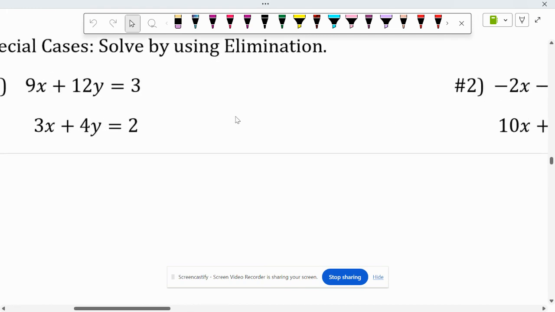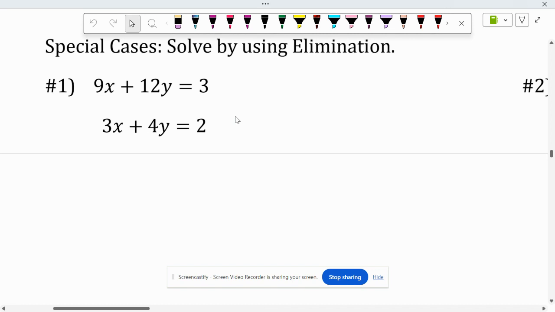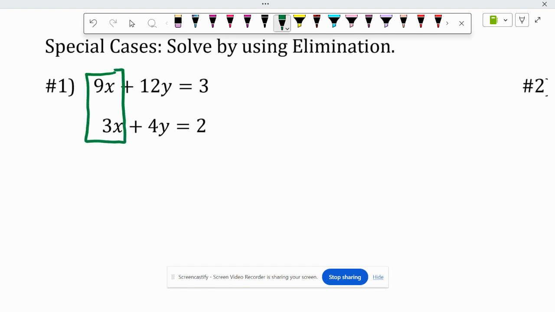So let's look at this first one. And I just want to write down some notes. So if we wanted to eliminate the x's, what would we have to do? Multiply by a -3. I would have to multiply this bottom equation by a -3. Okay? Do you see that? Let's do it. Let's multiply by a -3. Are we all on the same page?